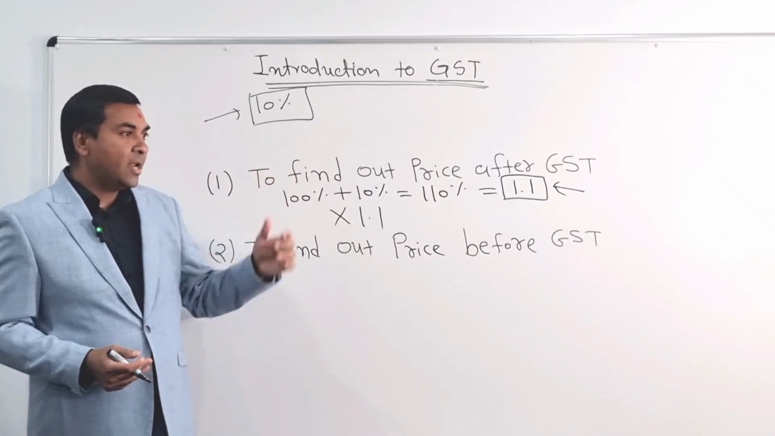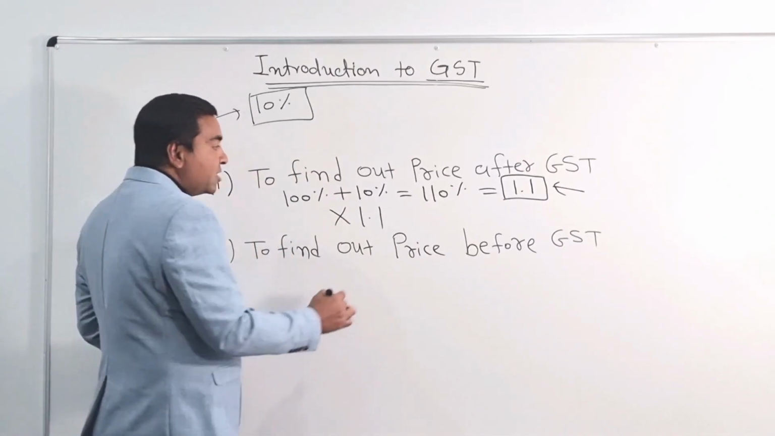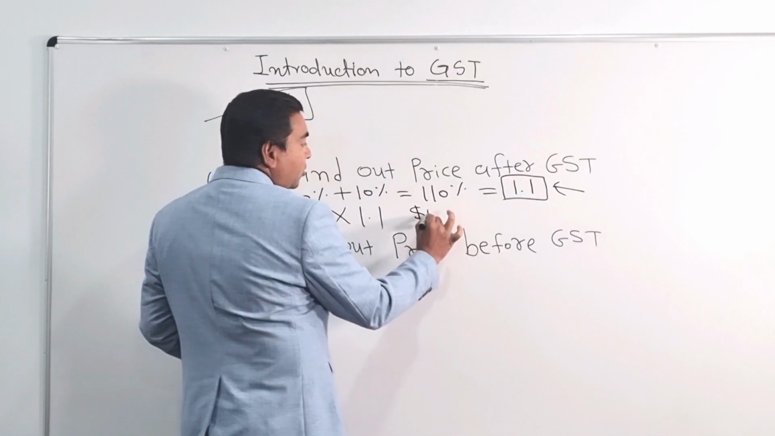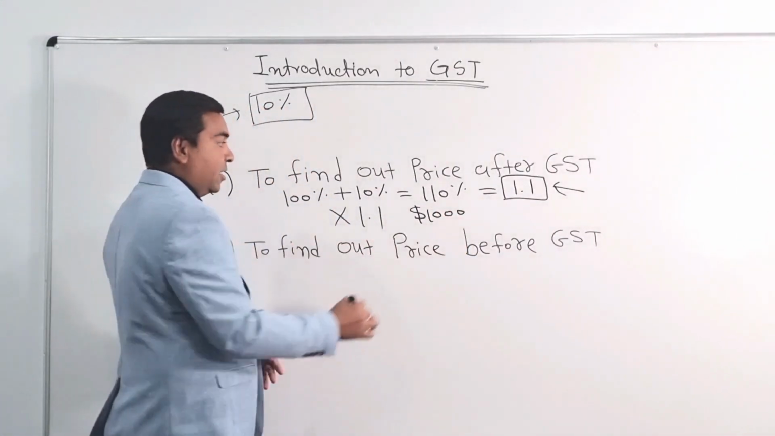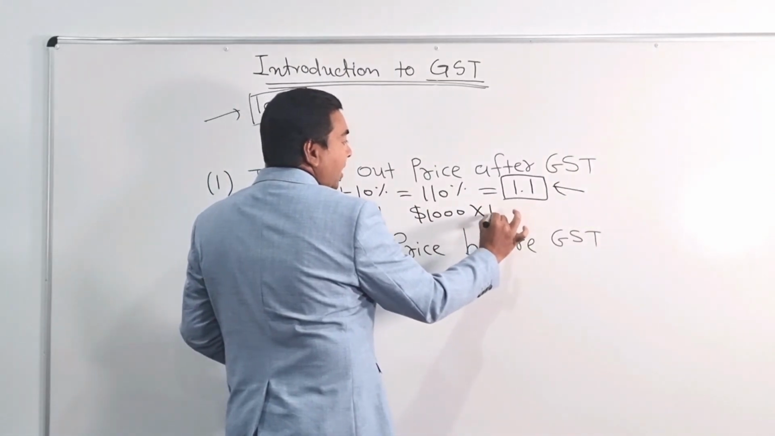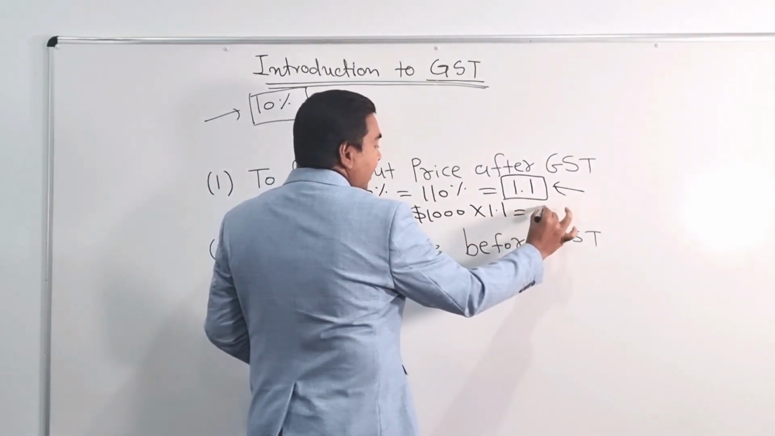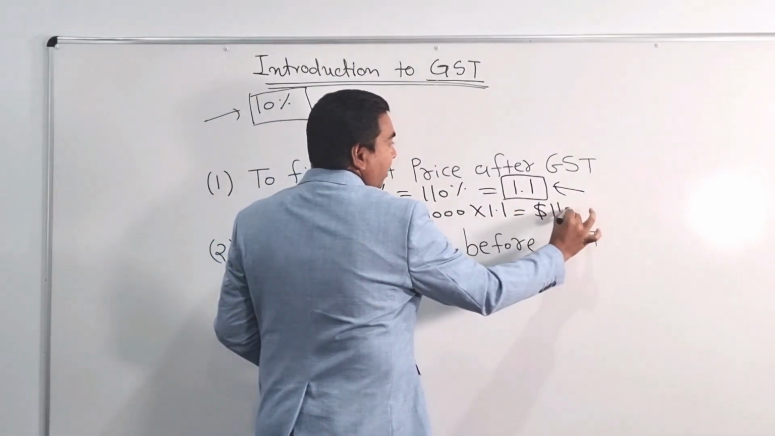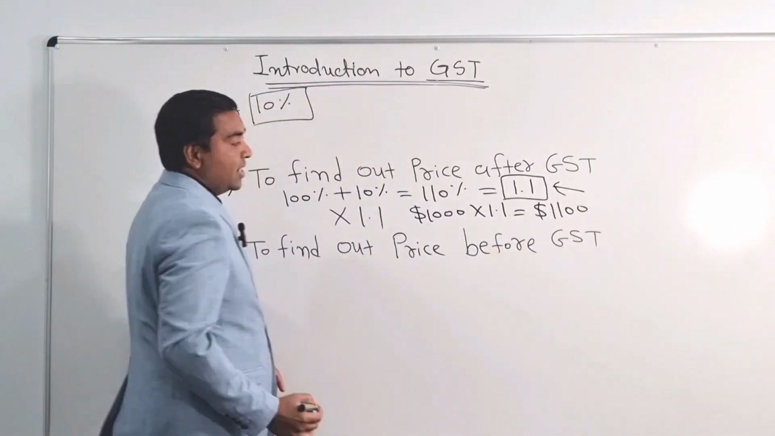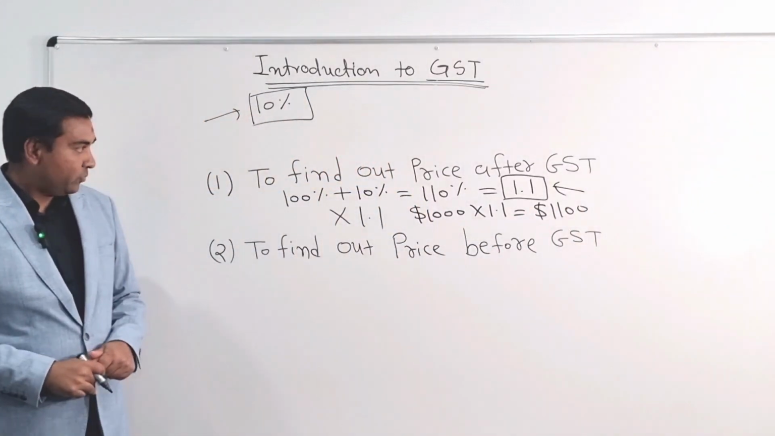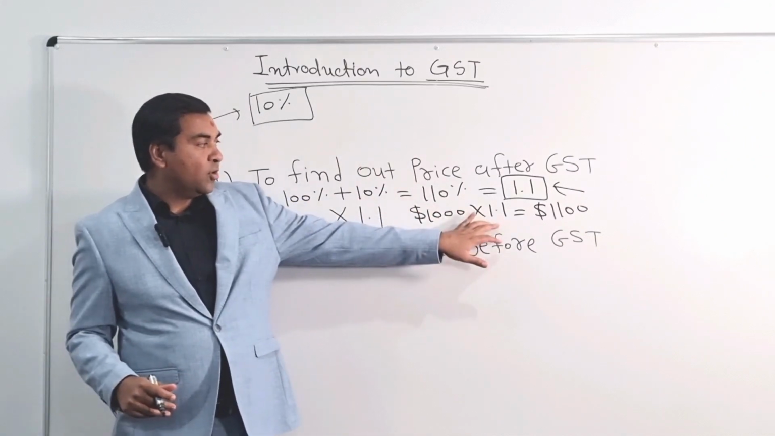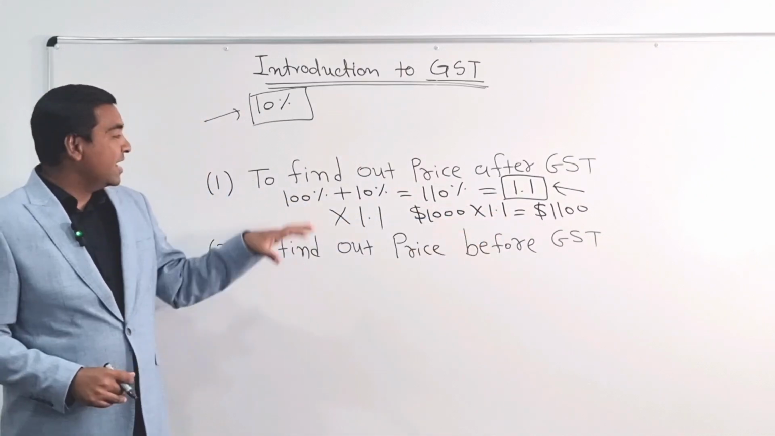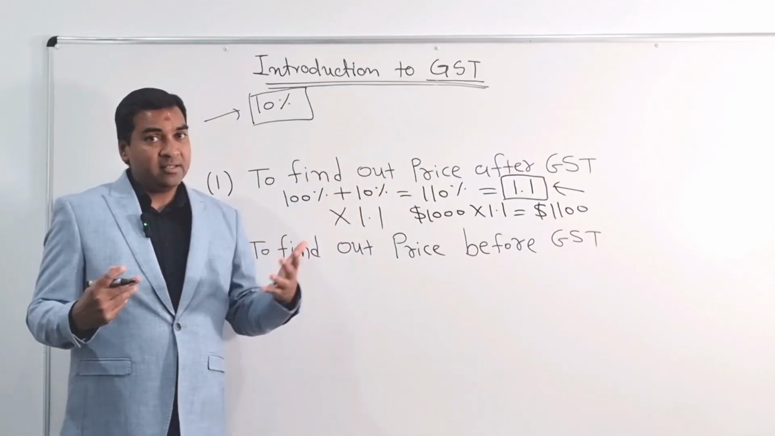So whatever price is given, if you multiply by 1.1, you get the price after GST. Let us say there is a laptop and the laptop's original price is $1,000 without GST. So what is the price after GST? I can multiply 1,000 times 1.1 and get my answer, 1,100, and that is the price after GST. Students generally don't face a problem here. Multiplying by 1.1 is understandable, or they find the 10% and add it, which is the same.